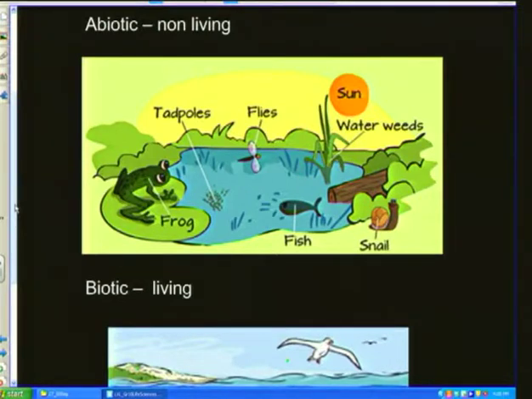So let's have a look. We have here, in my cute pink pen, water. Water is abiotic. You have the sun.